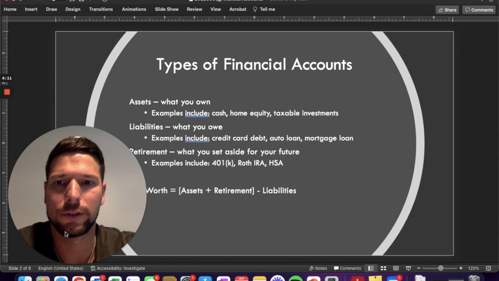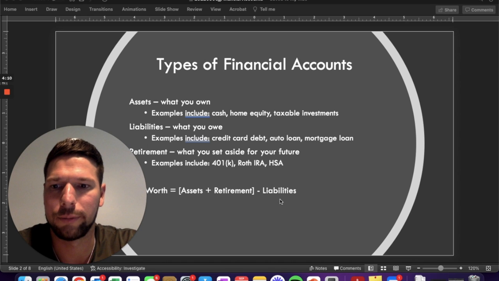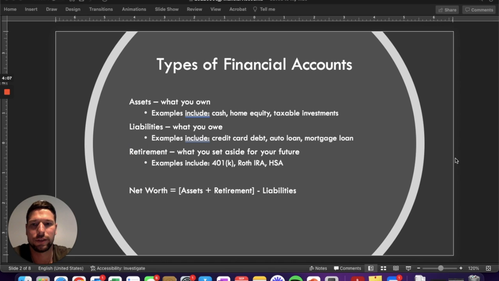The first part here, we just wanted to talk a little bit about what are the different types of financial accounts, just to give you a grounding on some of the foundation. So the different types of accounts you might have are assets, liabilities, and retirement accounts. Assets here are just what you own, and this is things like your cash, your checkings account, your home equity, your taxable investments. And liabilities, then, on the other hand, are what you owe. So this is things like credit card debt, if you have an auto loan, if you have a mortgage.